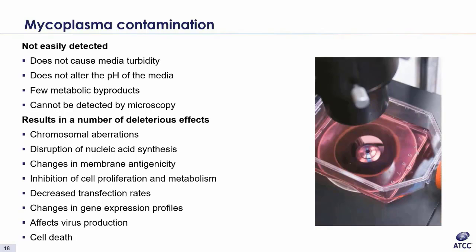Mycoplasma contamination is a separate contamination issue that is extremely difficult to detect. Contamination from mycoplasma can cause a host of problems, including altering the cell's function, growth, and morphology, causing chromosomal aberrations, affecting nucleic acid synthesis, and changing membrane antigens and gene expression. The main source of mycoplasma contamination is receiving infected cultures from other research laboratories. Reagents purchased commercially can also be a source of contamination.